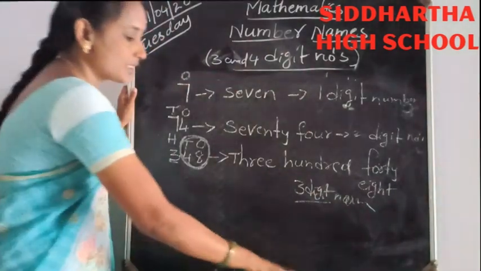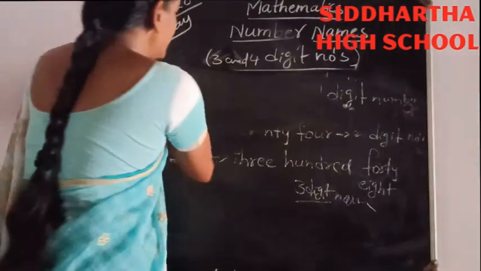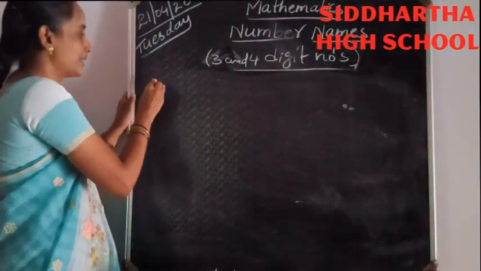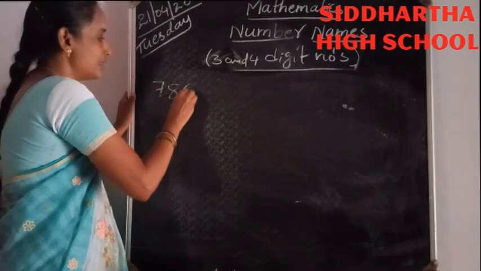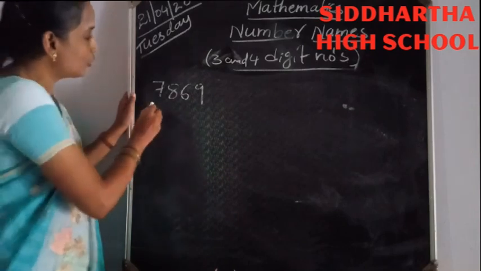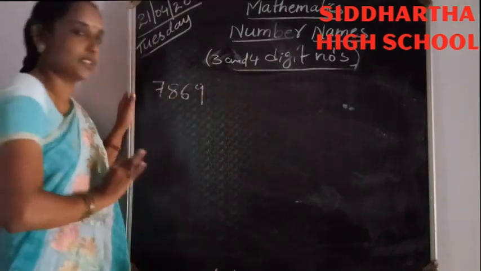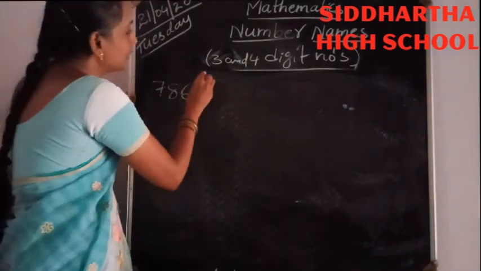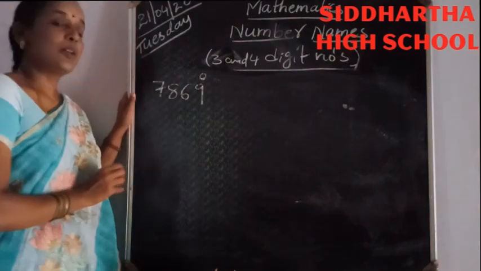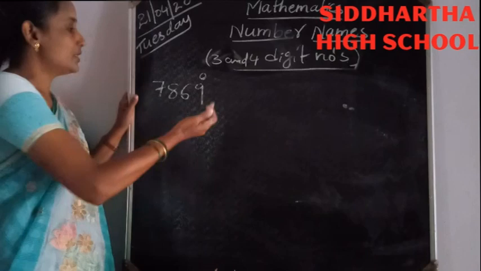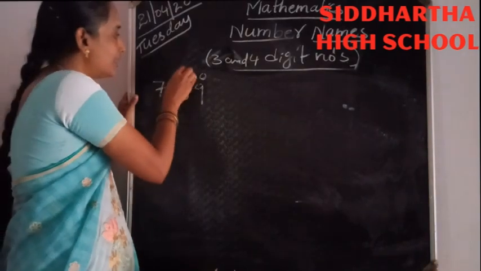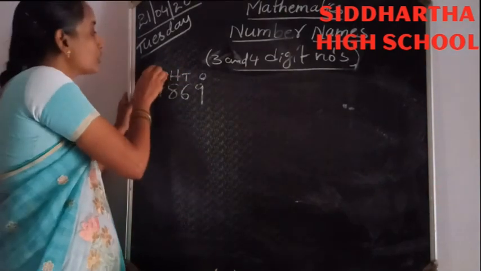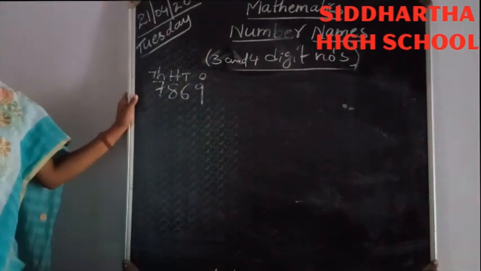Okay children. Now we'll discuss about 4 digit number. 7, 8, 6, 9. Here you will not put any commas. You are not separating anything. Yes or no? So this is one group. First you mention the places, from right to left as I said already. This is the ones place. This is the tens place. This is the hundreds place. This is the thousands place.